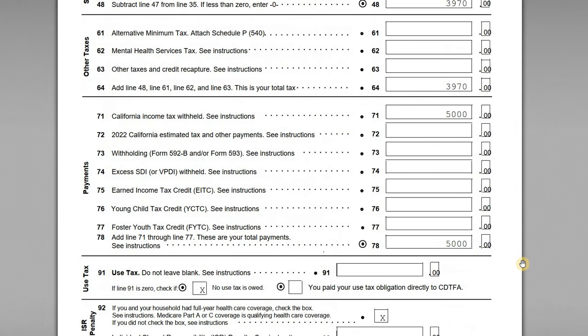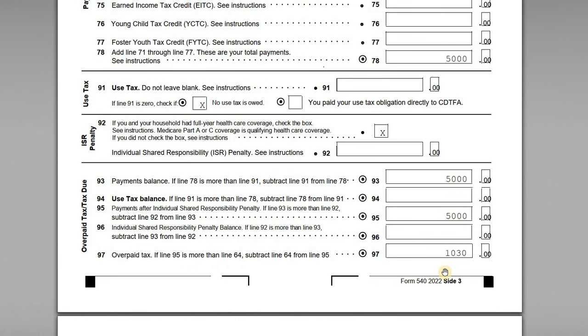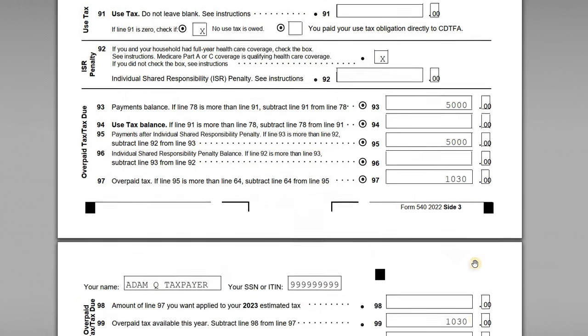So we have $5,000 in total payment balance. And remember, $5,000 with tax was withheld. The amount of tax that he actually owed is $3,970. So if we subtract the two, his overpaid tax or his tax refund, in other words, for California tax purposes, is $1,030. So this is the amount of tax that he will get as a tax refund from the state of California.